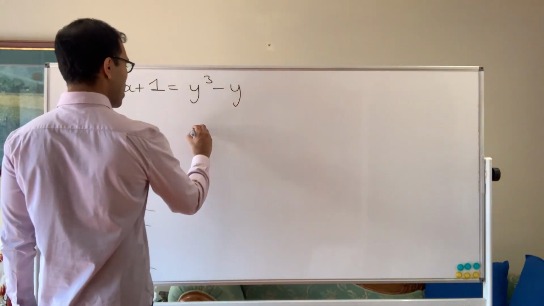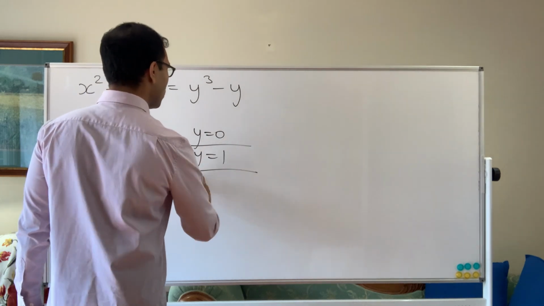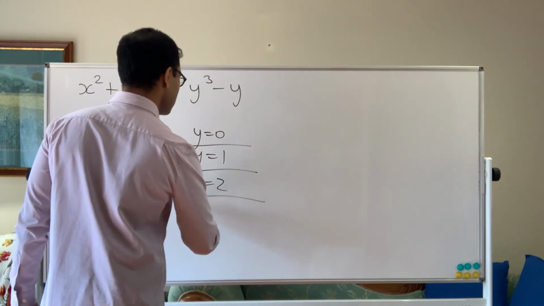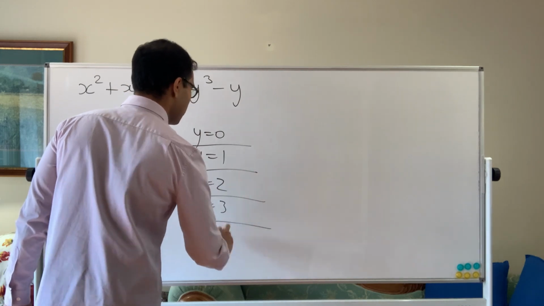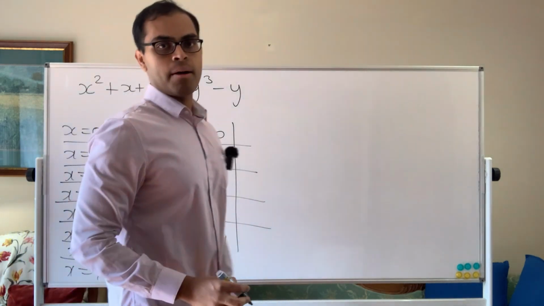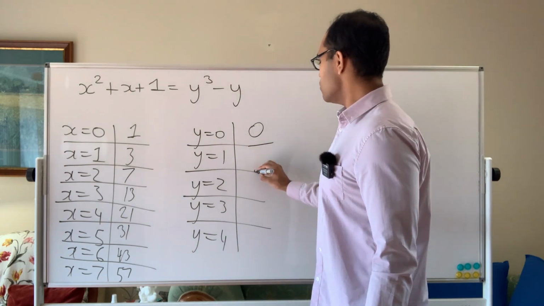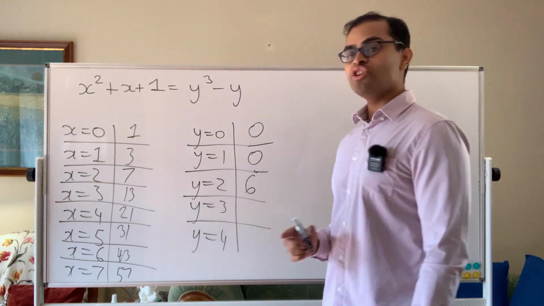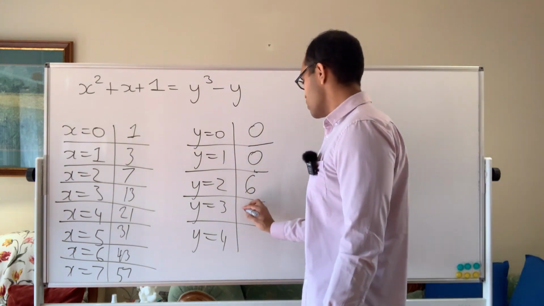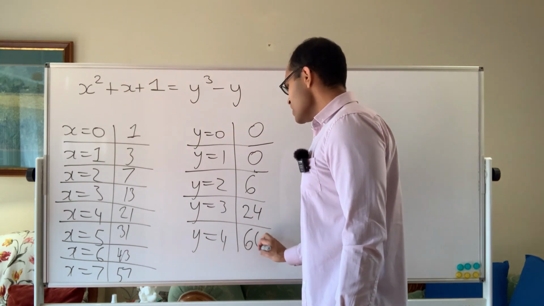So y cubed minus y, we can again tabulate some values, and as you will see, they grow a whole lot faster. I'm just going to do a few values all the way up to 4, and that will already get to really big numbers. So here we've got y cubed minus y. Well, 0 cubed minus 0 is 0. 1 cubed minus 1 is 0. 2 cubed minus 2 is 8 minus 2, which is 6. 3 cubed minus 3 is 27 minus 3, which is 24. And 4 cubed minus 4 is going to be 60. So we're getting these values.